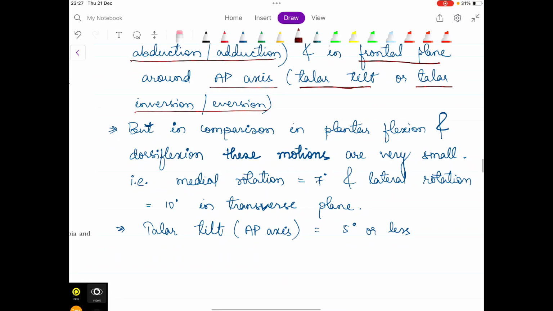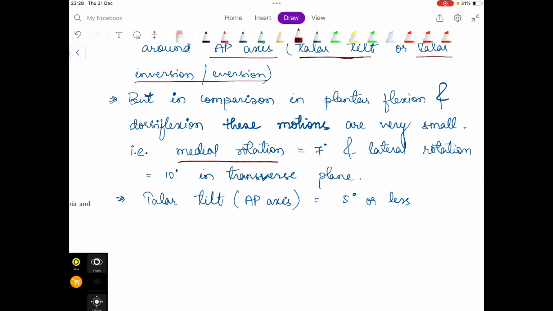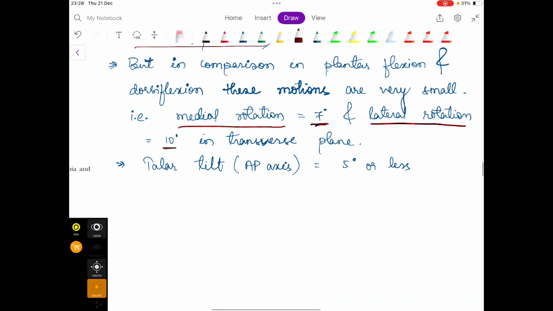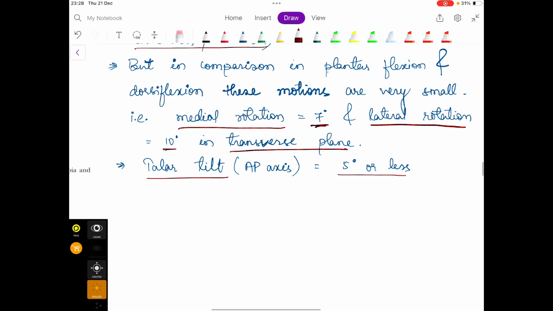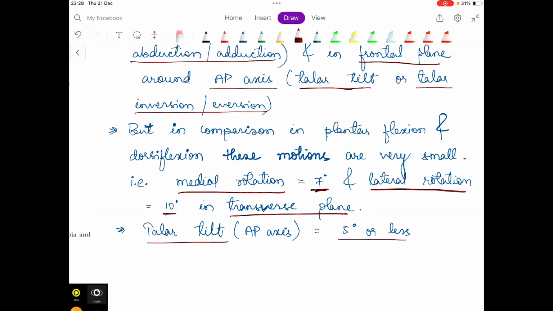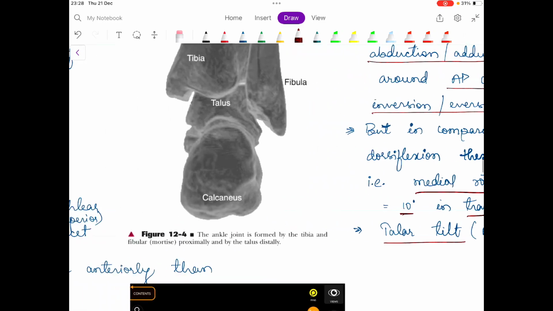And I have already said that these two movements are very small, their range of motion is very small. So for example, medial rotation has 7 degrees, okay, and the lateral rotation is of 10 degrees in the transverse plane, because this happens in the transverse plane, right? And if you talk about the talar tilting, that is only up to 5 degrees or even less than that. So in comparison, these motions are very small. So we just directly say that there are plantar flexion and dorsiflexion which occur in the ankle complex, okay.